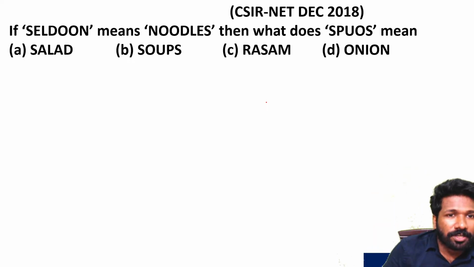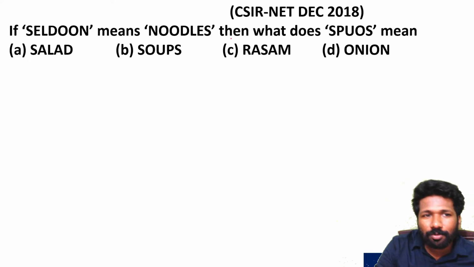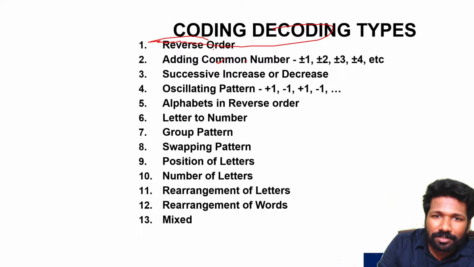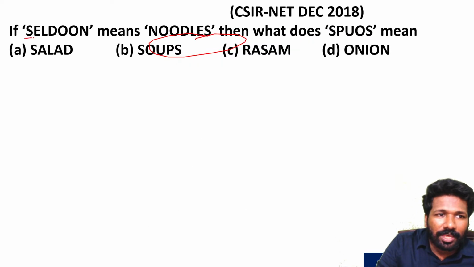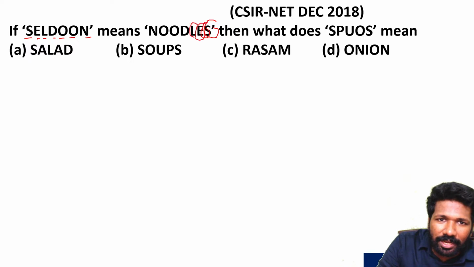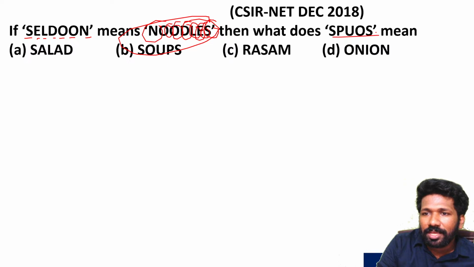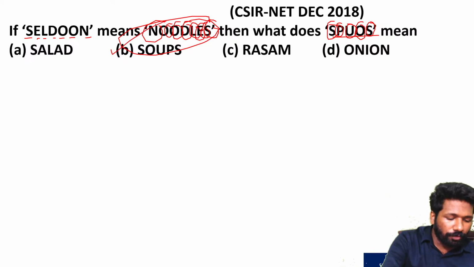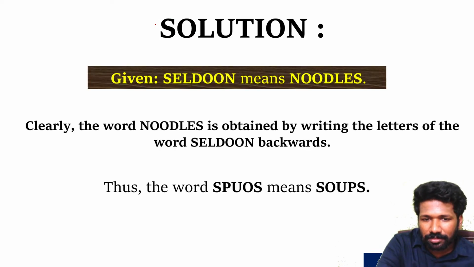Okay, many of you got it. Very simple question. Seldoon means noodles. What is the coding used here? Reverse order. Reverse order is the coding used here. Noodles is written as seldoon in reverse order. Similarly, SPUOS is written in reverse order as SOUPS. That is option B. All of you clear? Super easy, na?